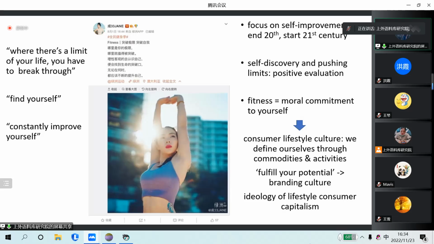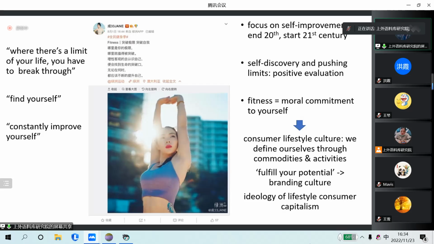But just to give you an example of detecting some ideology, this is a rough translation, and I have to thank my neighbor, I think somewhat opposite to me in the hallway, for this. She says something like, not literal, okay? She says, where there's a limit in your life, you have to break through. And she says, find yourself, constantly improve yourself. Ah, that sounds like a lot of effort to me. I'm not so sure. Maybe I'm okay. Why do we have to constantly improve ourselves? Isn't that interesting? Maybe we're fine the way we are.